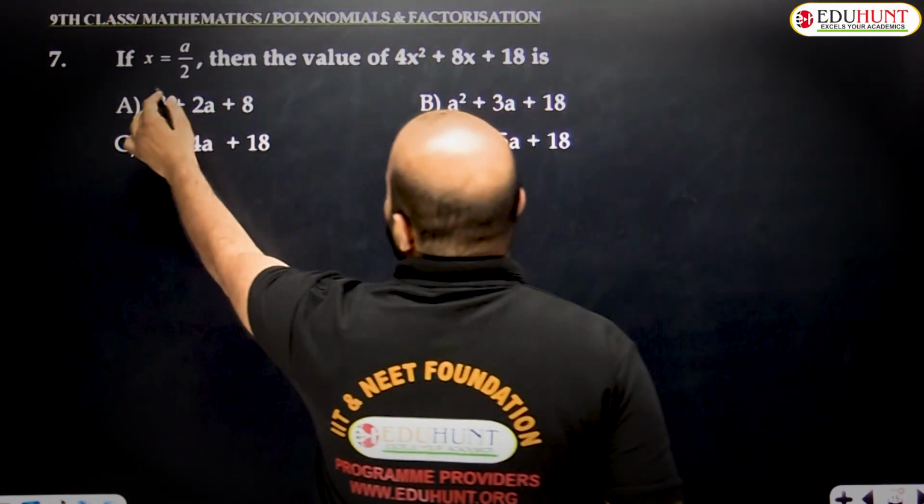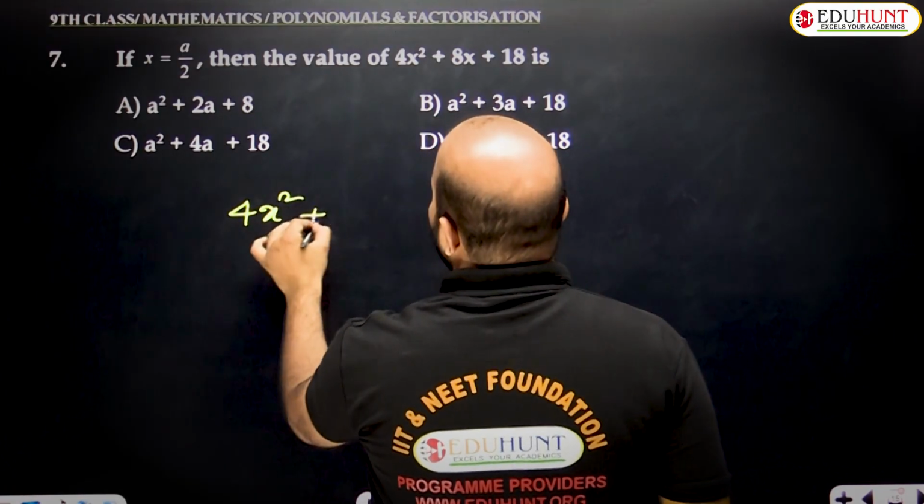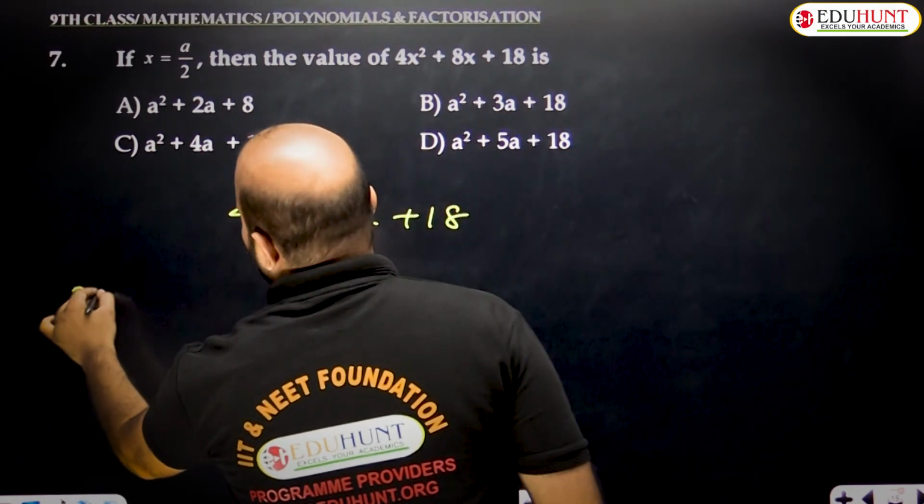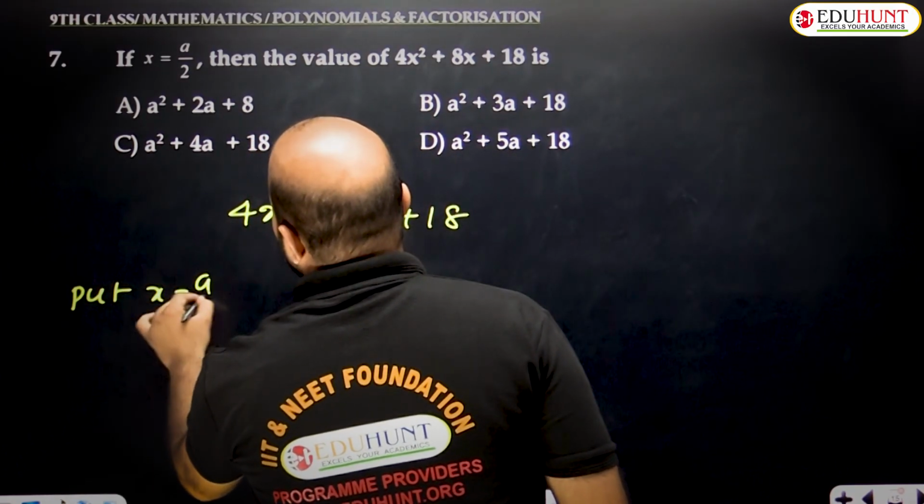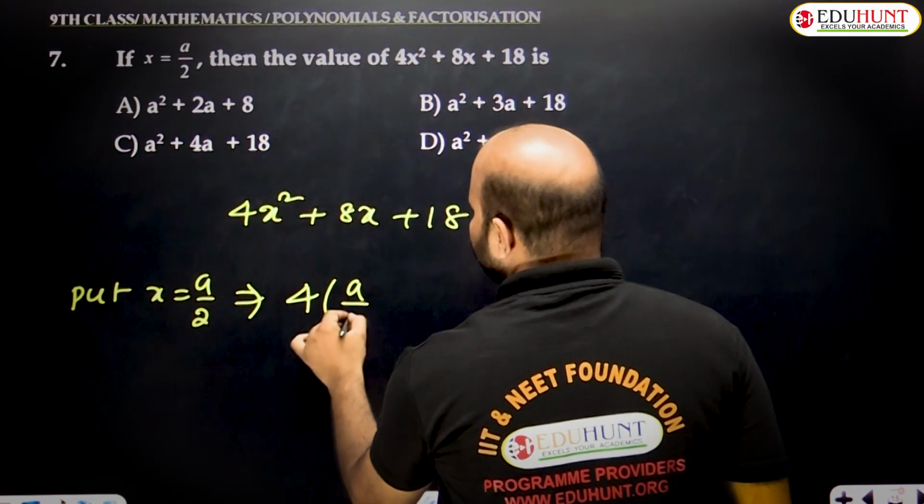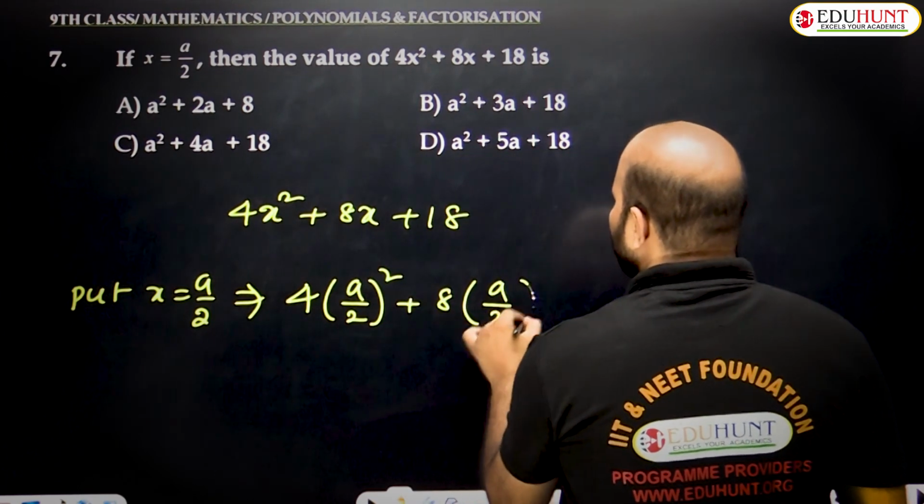So what am I asking? The value at x equals a by 2. What I am given is the polynomial 4x square plus 8x plus 18. So put the value of x equals a by 2. Therefore it can be written as 4 into (a by 2) whole square plus 8 into (a by 2) plus 18.